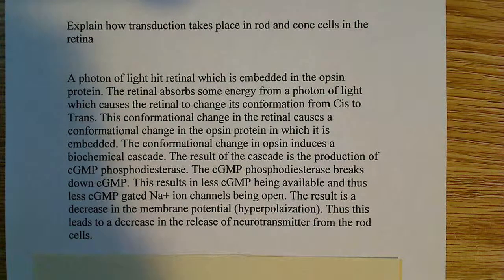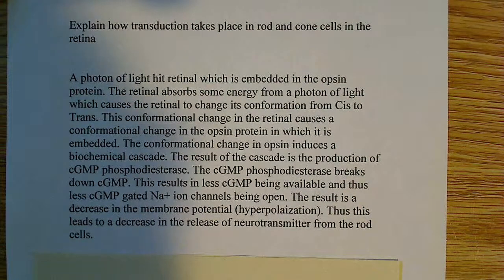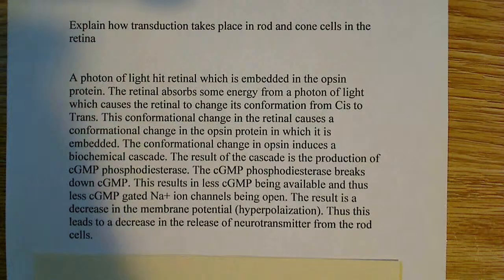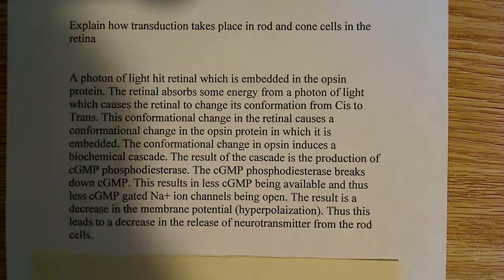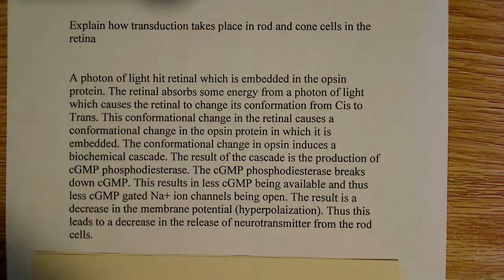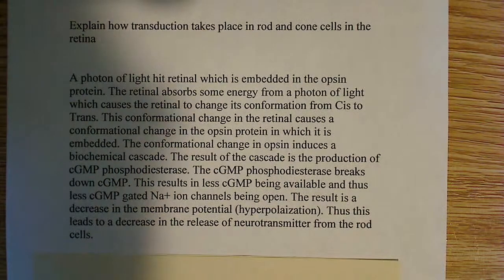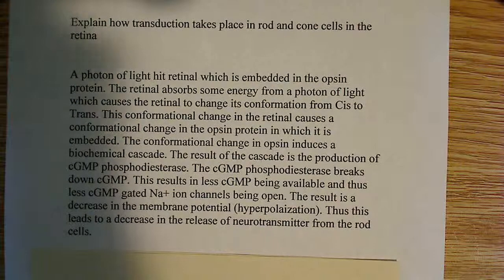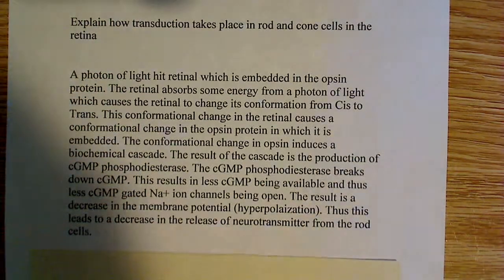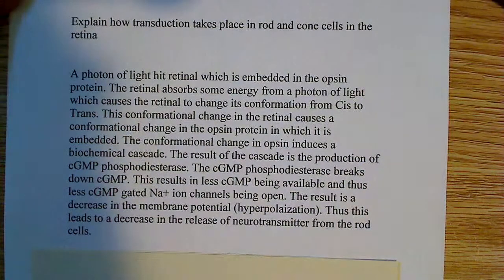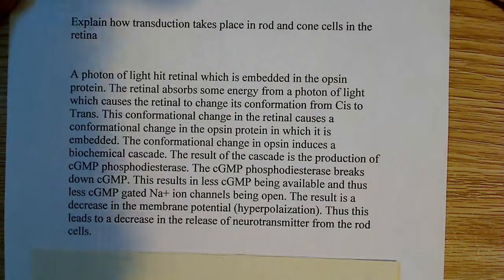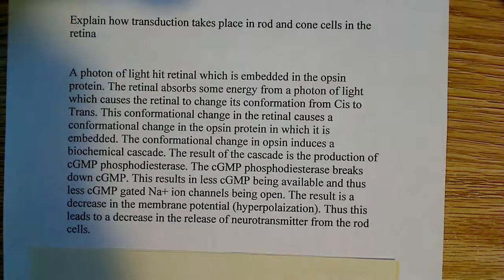Okay, I'd like to talk some more about the retina, and now talking more about rod and cone cells specifically. One of the classic questions, or one of the things you might be asked to explain, is the process of signal transduction, or how transduction takes place in rod and cone cells. It's very similar in both types of cells, so I'm only going to explain one, and in most cases you might only be asked to explain one or the other. So my question is, explain how transduction takes place in rod and cone cells in the retina.